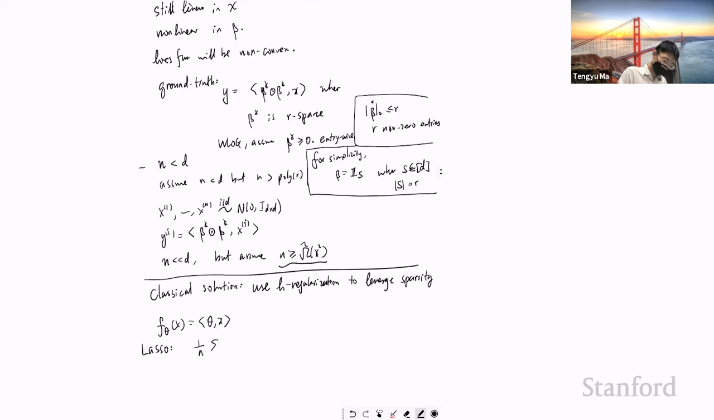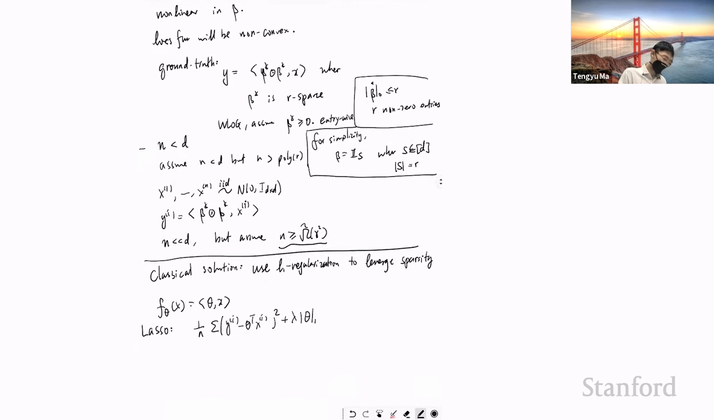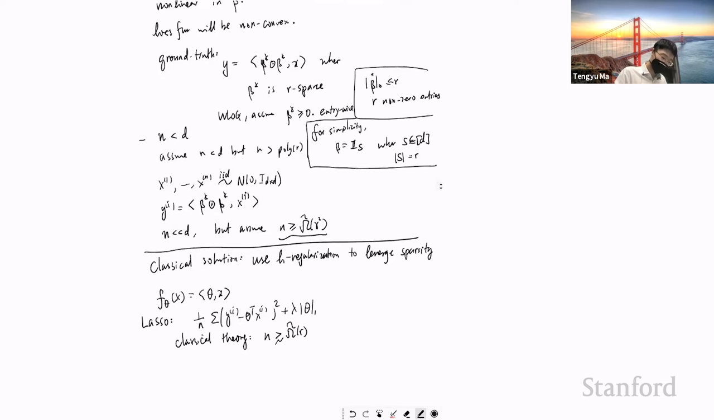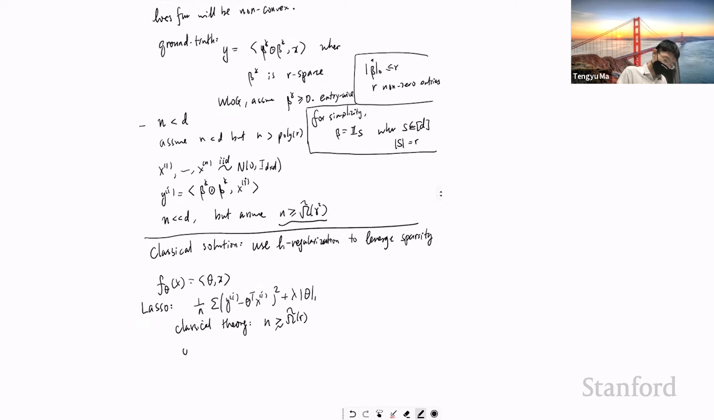This is the L1 regression objective, which is something like this, plus lambda times the L1 norm of theta. And the classical machine learning theory, I'm not going to go into detail here. If you don't know the background, probably just memorize it or treat this as a fact. The classical theory says that if n is larger than r, say, I think you need to pay a logarithmic factor here, then this objective function recovers the ground truth.